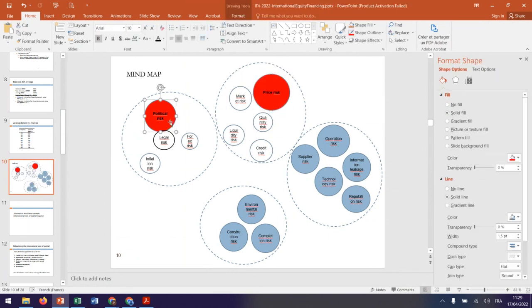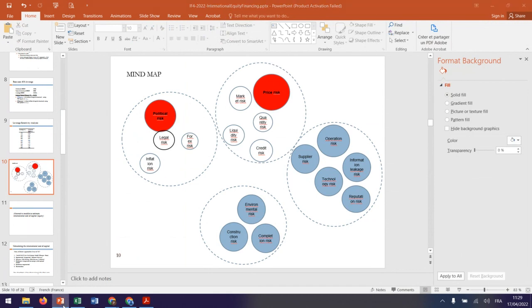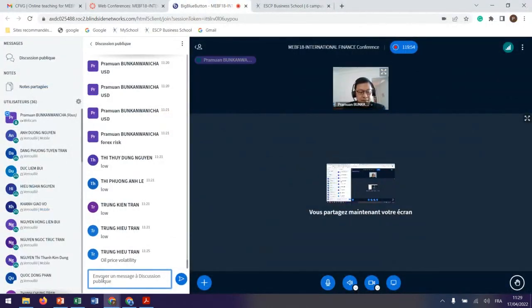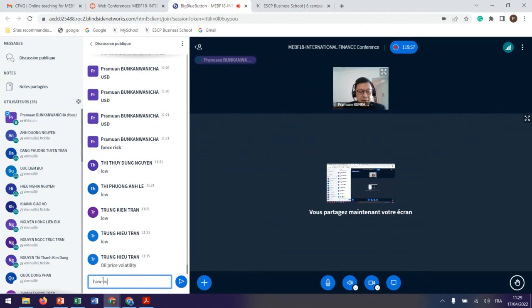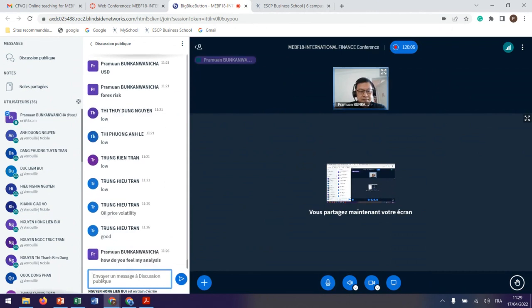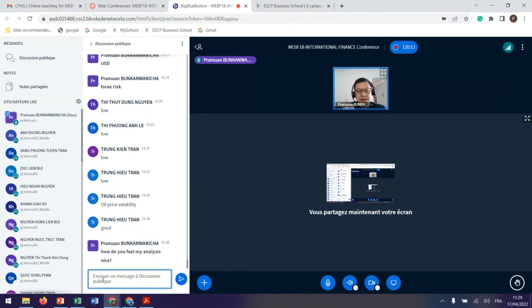I have price, I have political risk. Does everybody agree with me? How do you feel about my analysis? Nice, isn't it? You quantify some subjective thing. I don't calculate anything, but I try to benchmark. I can try to make relative terms to identify some major risks, and then I will analyze them one by one. But I want to get some idea first.